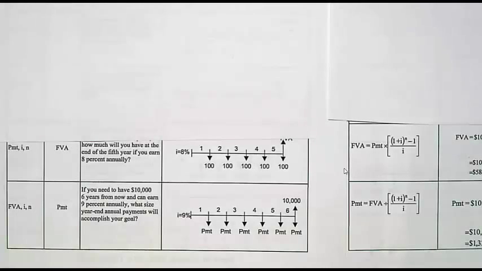Now let's talk about annuities. First, we'll look at the future value of an annuity. The future value of an annuity includes 4 different variables. They are payment, interest rate, N, and the future value. Remember that annuities require equal consecutive payments.